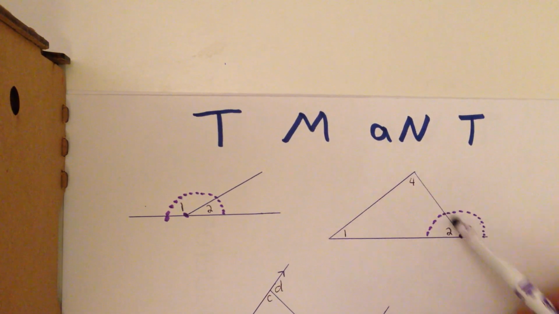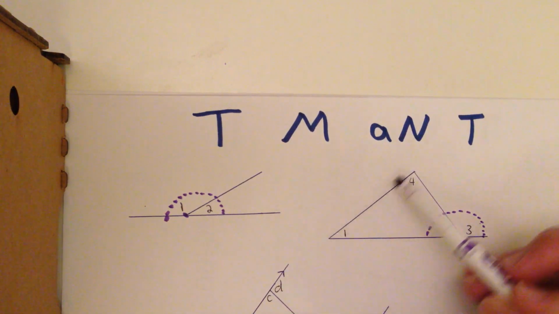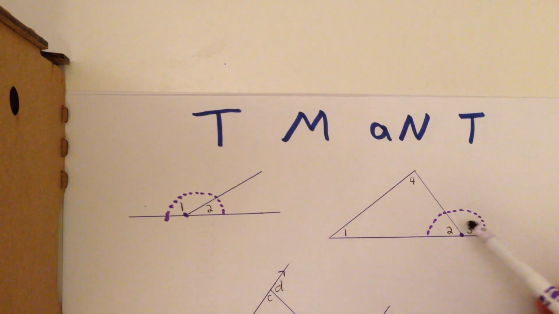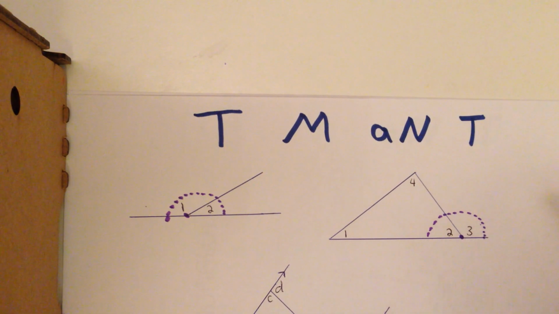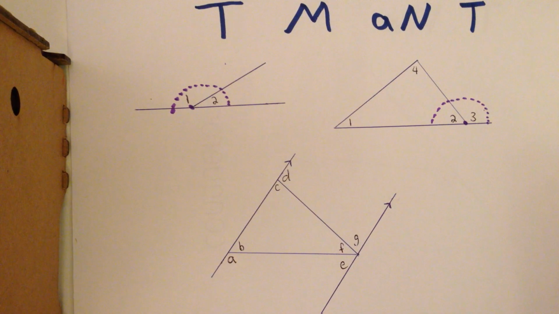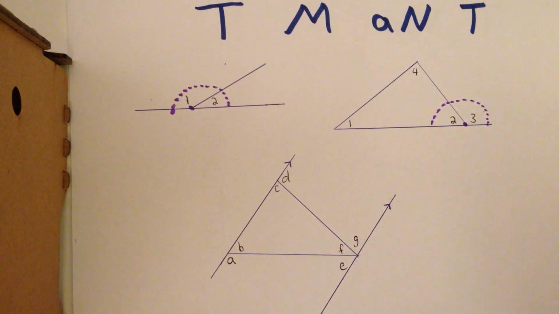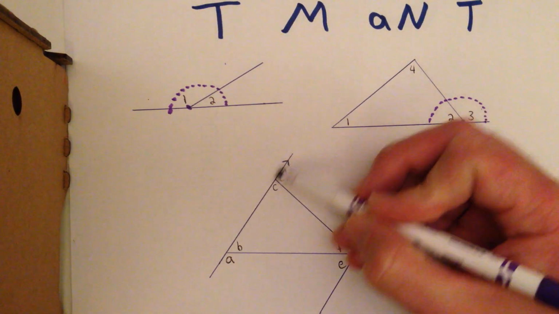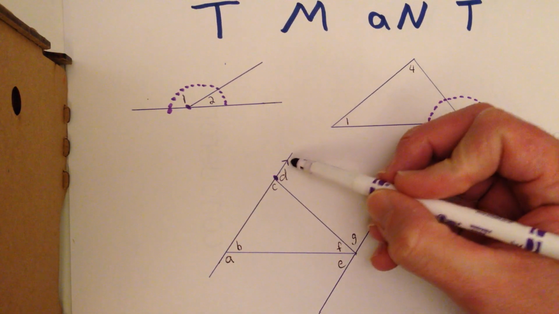Now, angles 1, 4, and 2, they add up to 180 degrees because they're inside the triangle. But it's angles 2 and 3 that are on the straight line. Now, here's a much more difficult example. So we're going to have several sprinklers here. These two lines meet, and we're going to do the sprinkler.